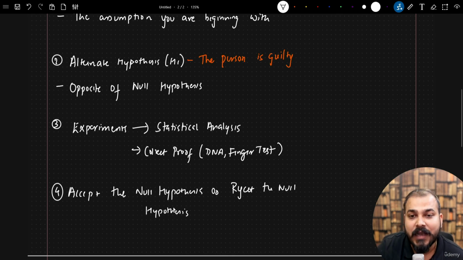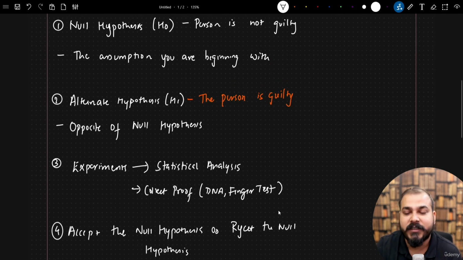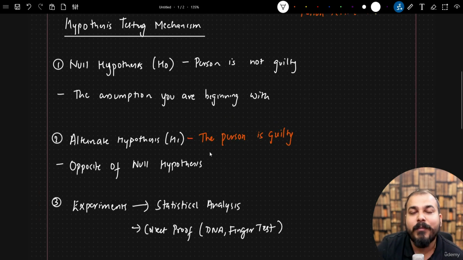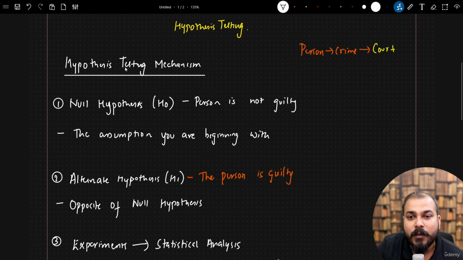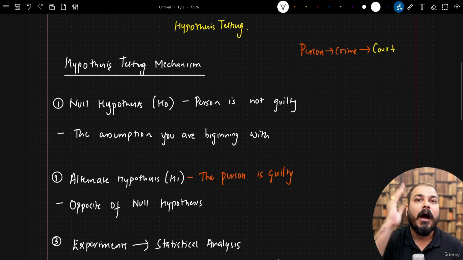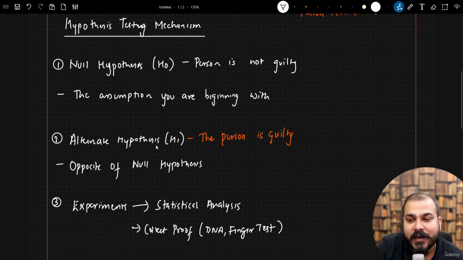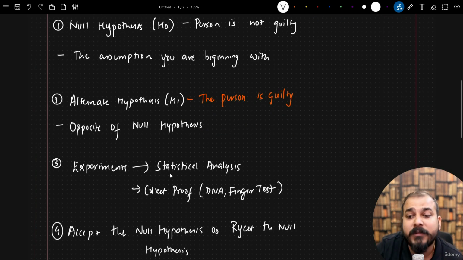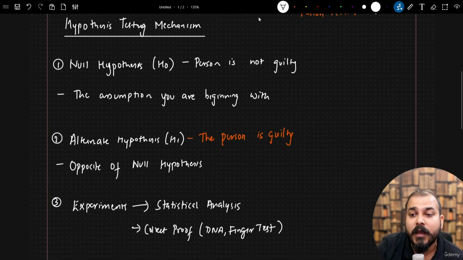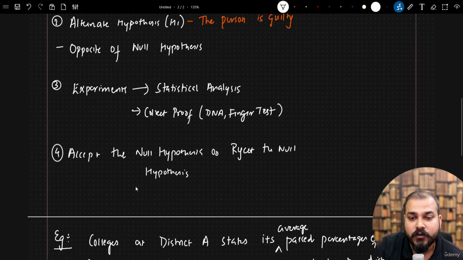So this is how we perform the different steps. Here, when I say statistical analysis, we will be talking about it in our upcoming videos. What are the different types of statistical analysis? All those things we will understand. But I hope you understood how hypothesis testing basically happens. You have a null hypothesis, you have an alternate hypothesis, then we perform the statistical analysis to prove whether this is true or whether we need to reject it. So these are the steps.